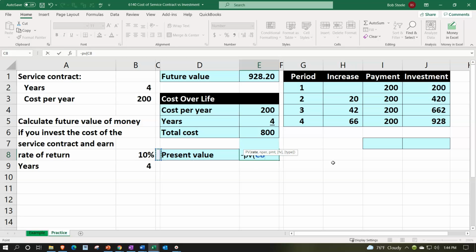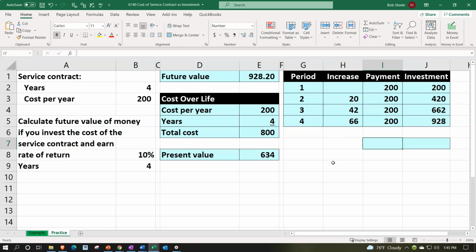The rate is going to be that 10%, comma. Number of periods is going to be 4 again, comma. The payment is going to be 200. So we'll bring it back now and say it's not really 800. If we're using a 10% discount rate, we're talking 634 of the cost instead of the 800 in today's dollars if we use a discount rate of the 10%.